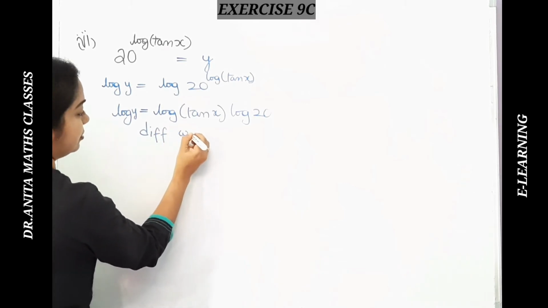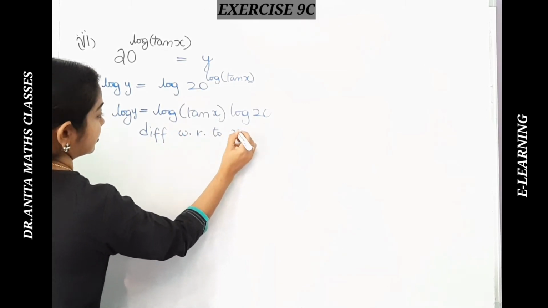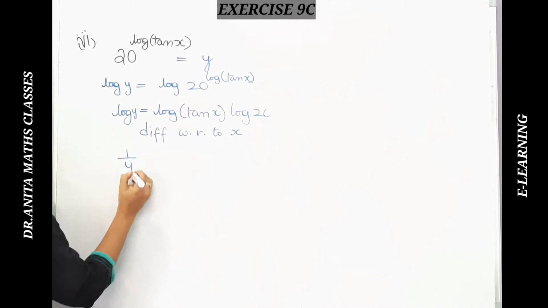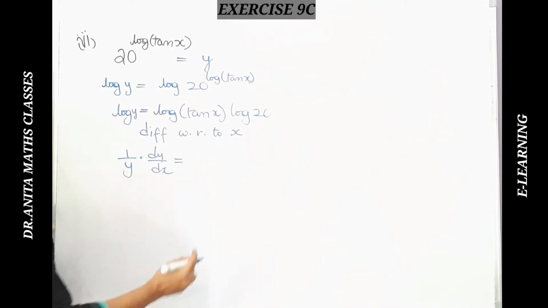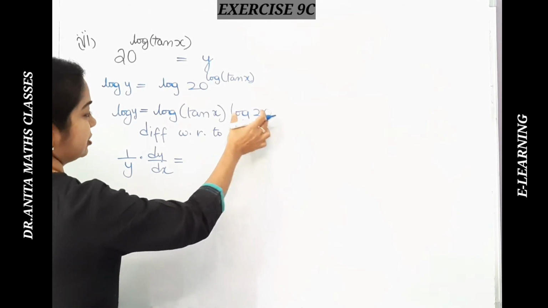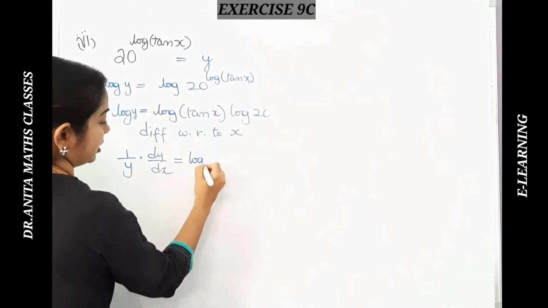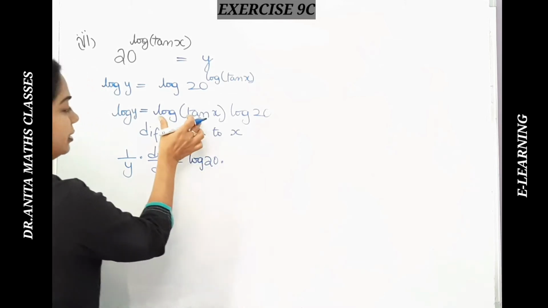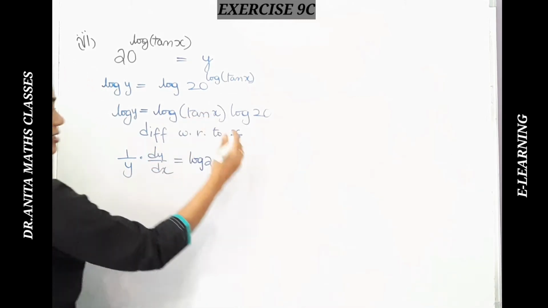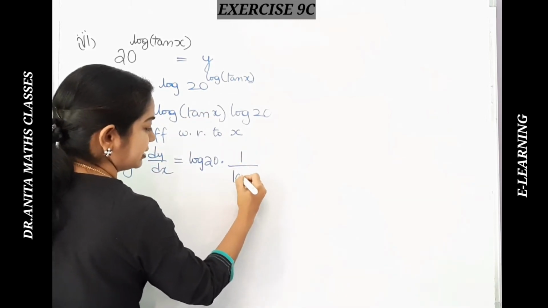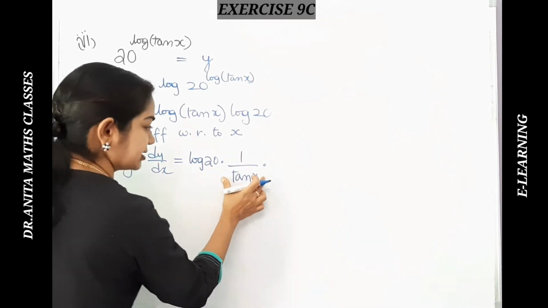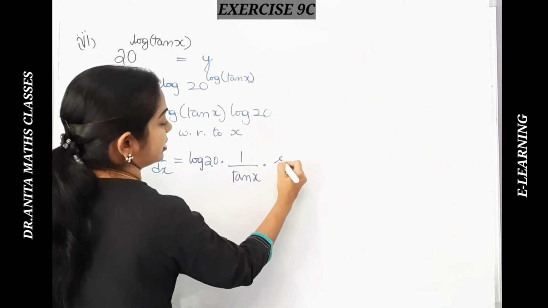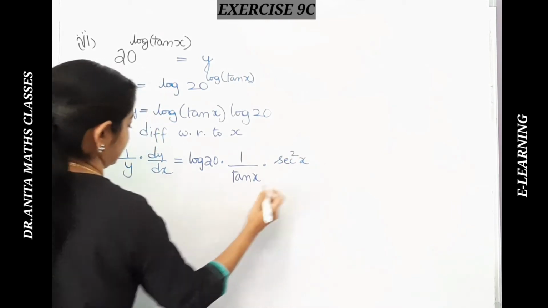Differentiating with respect to x. So 1 by y multiplied by dy by dx is equal to, here log 20 is a constant, we can take it out, and differentiation of log of tan x is 1 by tan x. Again using the chain rule we should differentiate tan x. Tan x differentiation is equal to secant square x.